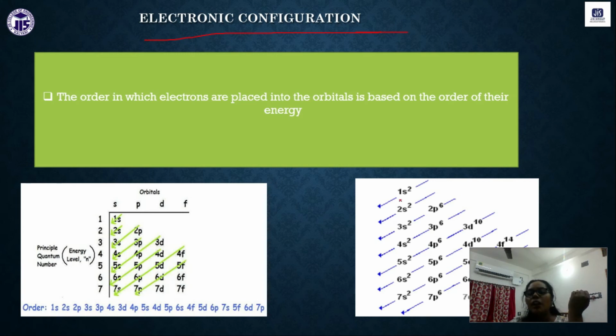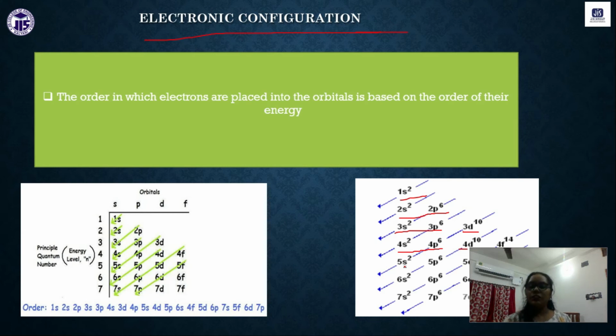Actually it goes 1s2, 2s2, 2p6, 3s2, 3p6, 3d10, 4s2, 4p6, 4d10, like this way and so on. We have to fill up the electrons from the lowest energy level to the higher energy level. Understand? And in the same orbital, the electron spins must be different.